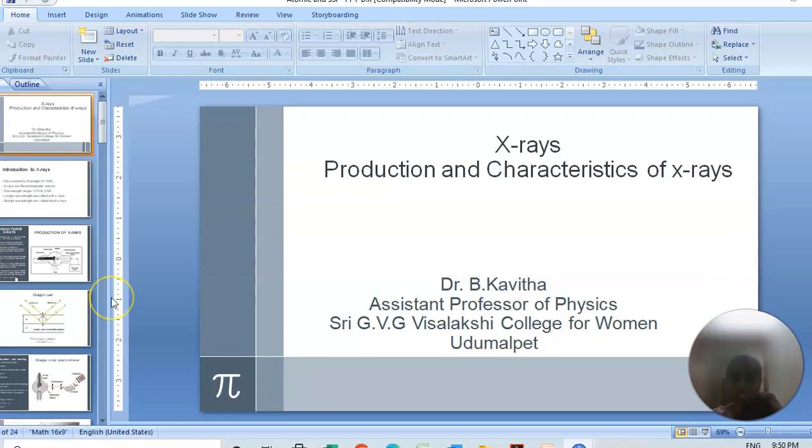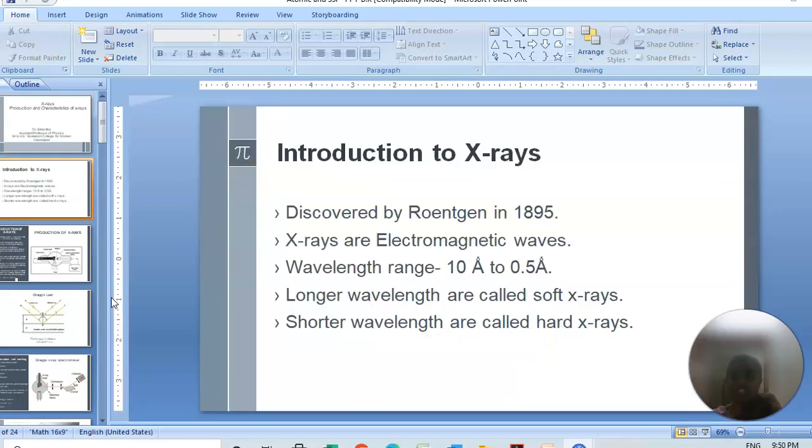Good morning, students. Today we are going to see about the production of X-rays, which comes in our second unit of atomic and solid state physics. X-rays were discovered by Roentgen in the year 1895. X-rays are nothing but electromagnetic waves of shorter wavelength, around 10 Angstrom to 0.5 Angstrom.